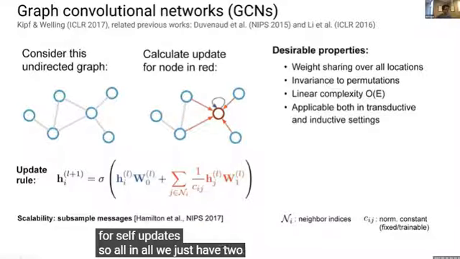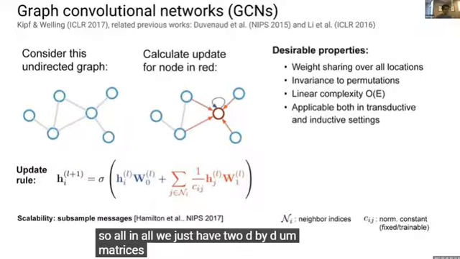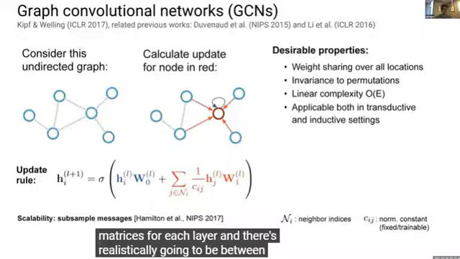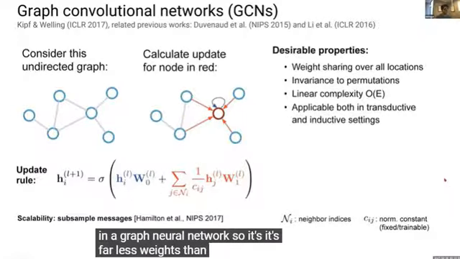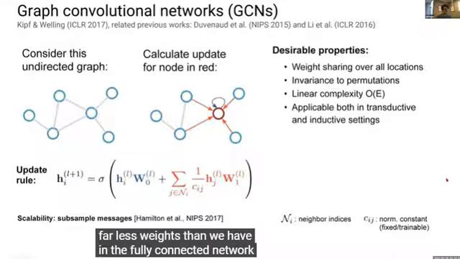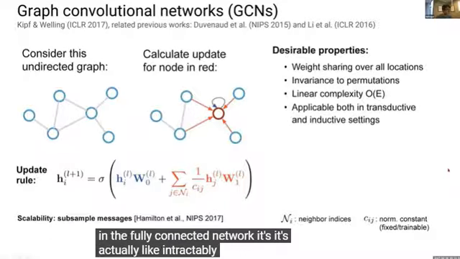So all in all, we just have two D by D matrices for each layer, and there are realistically going to be between 2 and 8 layers in a graph neural network. So it's far fewer weights than we have in the fully connected network. It's intractably fewer.